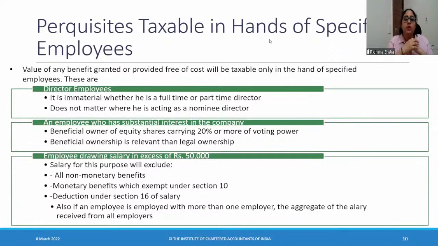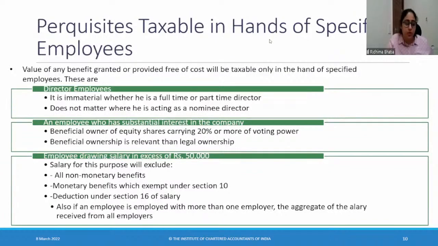It does not matter if he's a part-time director, full-time director, or nominee director. If he's a director, he's a specified employee. Number 2, any employee who has substantial interest in the company. By substantial interest, we mean when he's a beneficial owner of equity shares of 20% or more. Equity shares are the shares which have voting power. Beneficial ownership is important, legal ownership is not important.